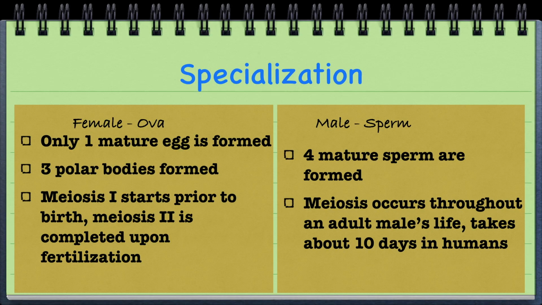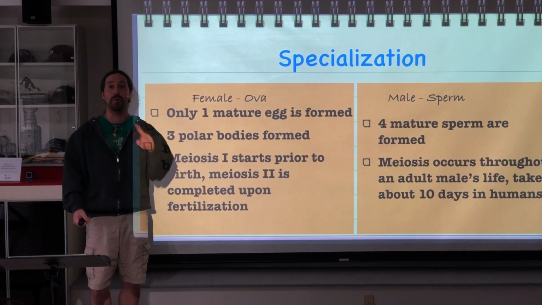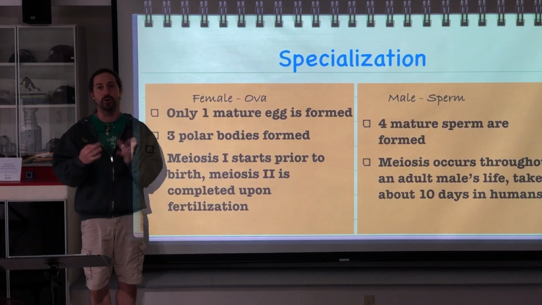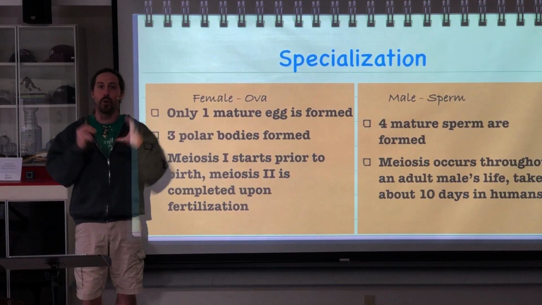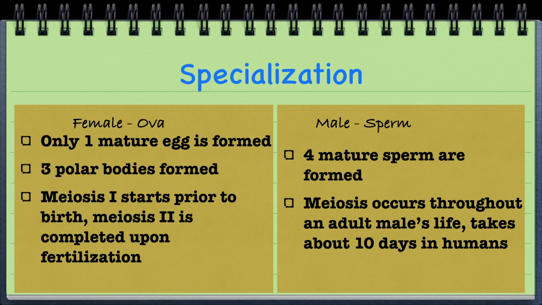Now, this is slightly different in males and females. For females, the result of meiosis is not 4 ova, or it's not 4 eggs. It's actually only 1 mature egg, because the egg needs to have a lot of nutrients and a lot of resources. So the vast majority of each division only goes toward 1 cell, which will result in the mature ova. That's why you make 1 mature ova and 3 polar bodies. The polar bodies are the result of the unequal cellular division. They are the resulting cells that will not become the egg.